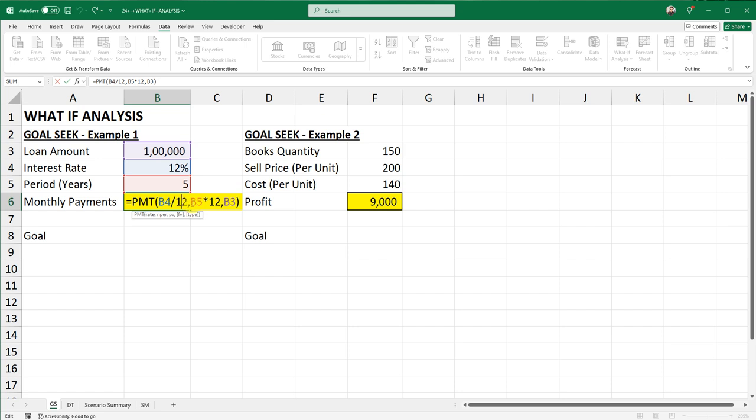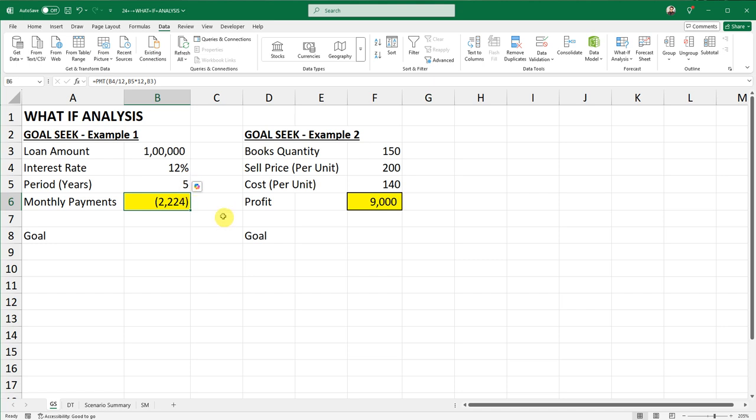The next function argument is the number of periods. We have 5 years altogether and I want to convert it into a monthly basis, so I will multiply it by 12. And last but not the least, the present value. The present value is the loan amount which we are taking today from the bank. When I close this bracket, I get the monthly payment information: I need to pay rupees 2224 every month to make sure that in the next 5 years, with an interest of 12%, I can repay the loan of 1 lakh rupees. So this is a simple function to derive the monthly payments.